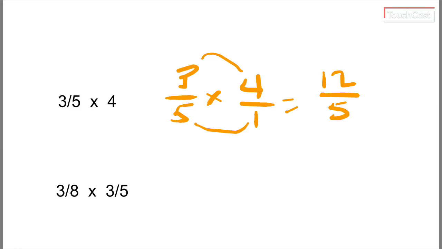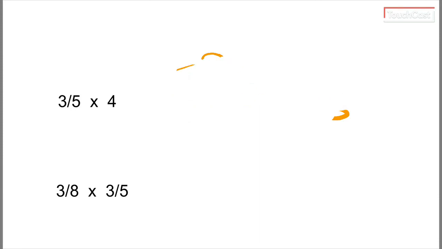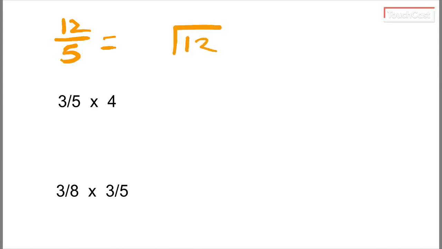So let's talk a little bit about how to convert this 12/5 into what's known as a mixed number so that it'll be in simplest form. So, like I said, we had 12/5. That means we have 12 divided by 5. Well, 5 goes into 12 2 times. 2 times 5 is 10. We get a remainder of 2.